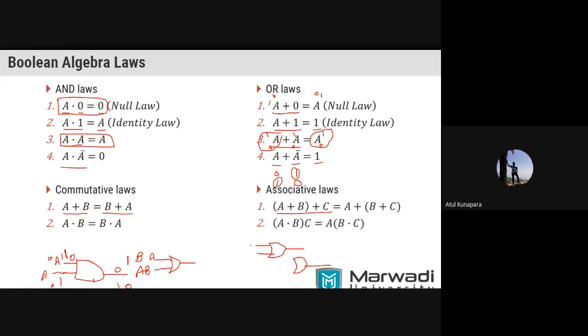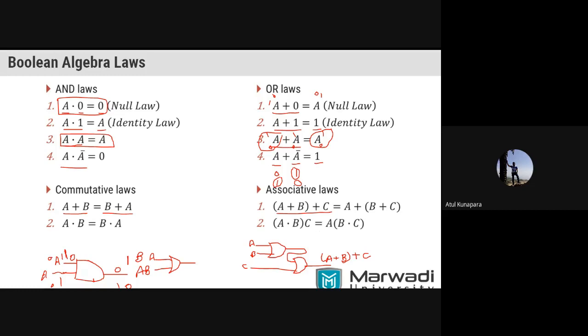That means I will perform first the OR operation of A and B, and whatever output I am getting, I will give at the input of another OR, and the third input will be given here. So finally what I will be getting here is the A plus B OR operation, and that is ORed with C. So this is also giving you the same output.